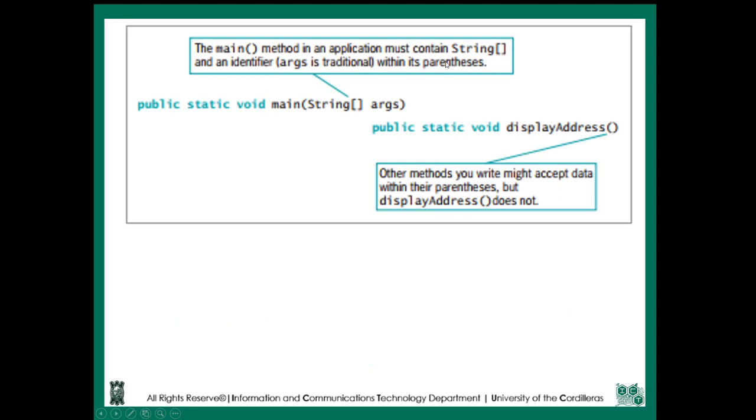So we have here the main method. It contains String and an identifier, args. Args, by the way, can be modified, so you can use any legal identifier. Here, the displayAddress parentheses might accept data, but this one doesn't. If you have called a method named displayAddress and you want to return something, the return type will not be void, because void is only empty. You are not returning anything. If you would like to return a number, for example, your return type should be int, and inside the parentheses you should have an int x or int variable name.